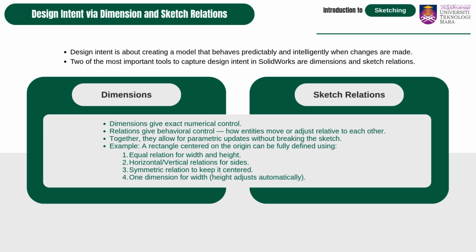For example, imagine a rectangle centered on the origin. First, you can add an equal relation so its width and height are always the same. Second, you add horizontal and vertical relations to lock the sides in place. Third, you can use a symmetric relation to keep it centered on the origin. And finally, you only need to set one dimension for the width, and the height will automatically adjust to match. This is the essence of design intent, building a smart sketch that updates predictably without extra work.